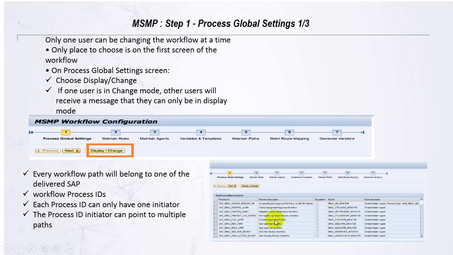So, the process global definitions and the rule ID. This is a process ID. The standard rule ID is where the set of instructions is mapped. The complete instructions, the step-by-step logic of how this workflow will work internally, will be mapped with the rule ID. And the rule description: since it is an initiator rule, everything will be the default initiator agent.